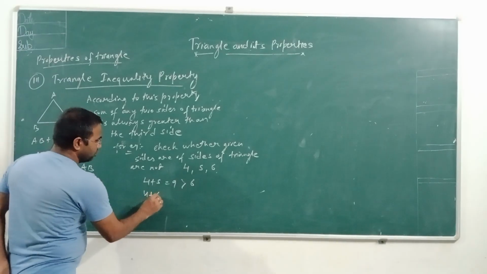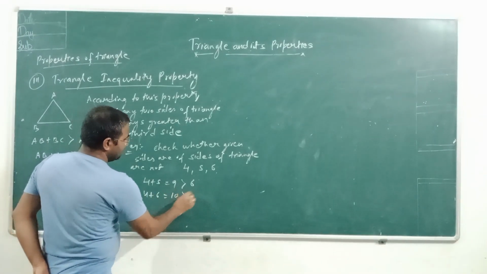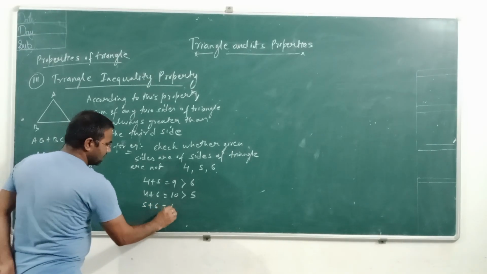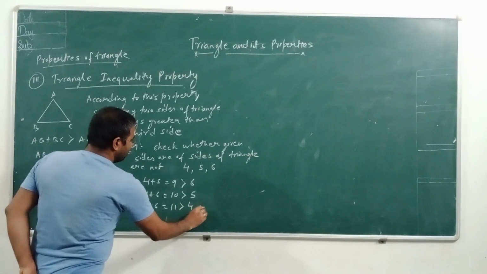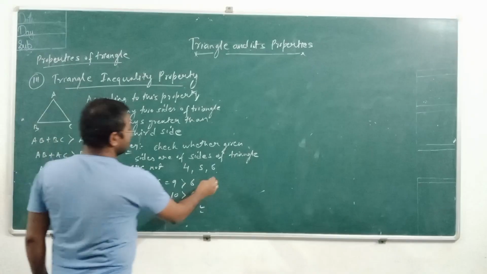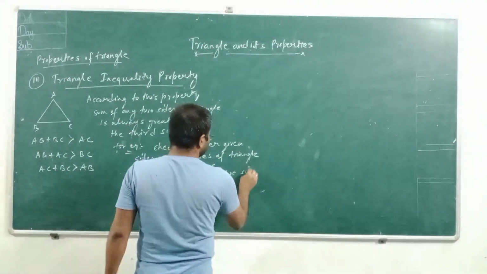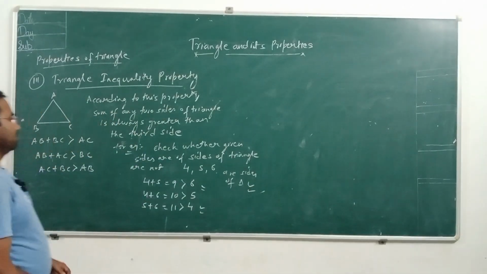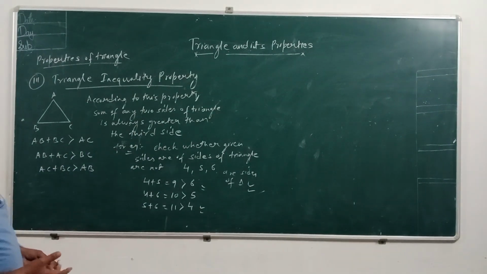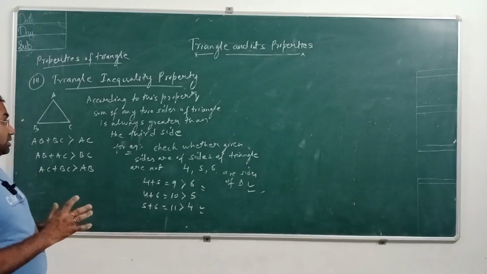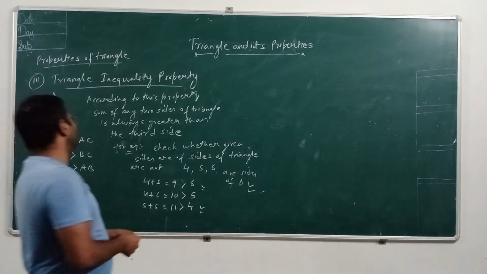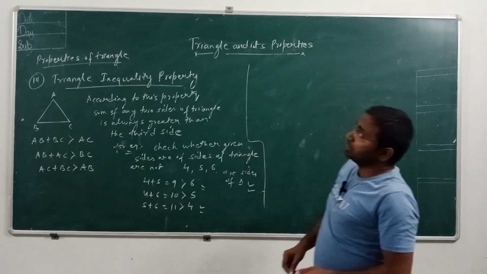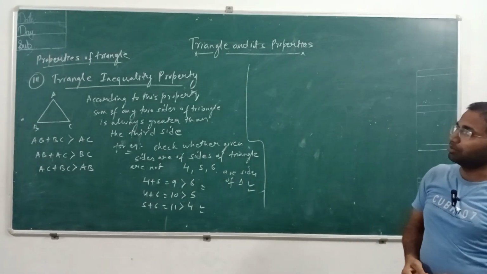If you take the sum of 4 plus 6, 10 will come. 10 is greater than the third side 5. If you take the sum of 5 plus 6, then 11. 11 is greater than 4. Okay. So see here, 4, 5, 6 are sides of a triangle. If the sum of any two sides is greater than the third side, then those are sides of a triangle. I hope you have understood what the triangle inequality property is.